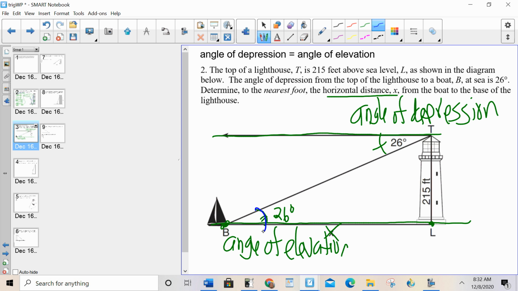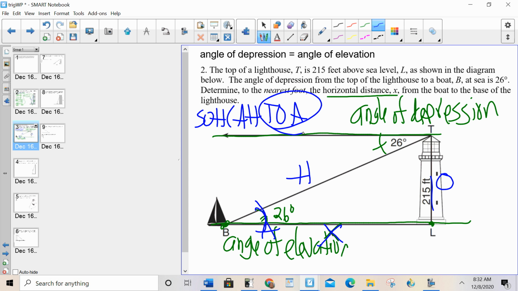Okay, now that you tried number two on your own, I'm going to label my H, my A, my O. Which two are involved? Well, A is x, and O is 215. So since O and A are involved, so TOA, I'm using tangent.